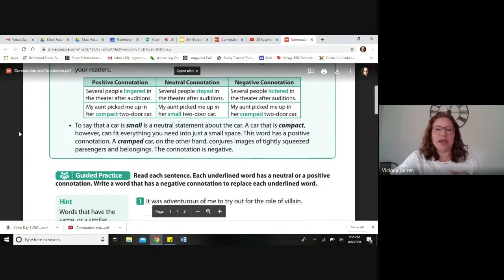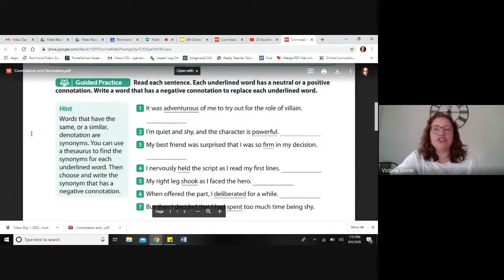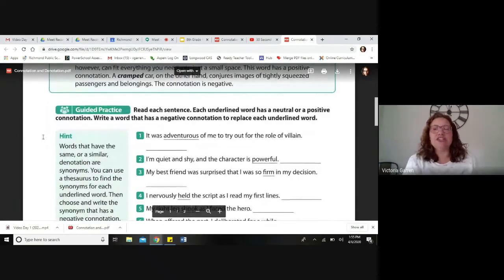And what we're going to do right now is a guided practice. I'm going to do a few with you, and then I'm going to want you to do a few on your own. So let's read the directions together. It says, read each sentence. Each underlined word has a neutral or a positive connotation. Write a word that has a negative connotation to replace each underlined word. All right, so we've got to write a word that has a negative connotation to it, a negative meaning, to replace the word. All right, so let's look at sentence number 1.